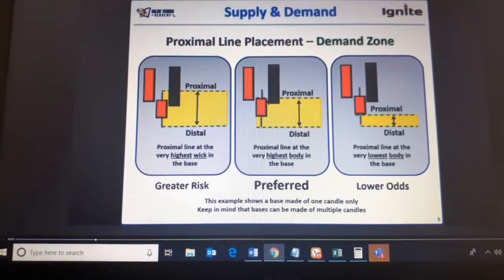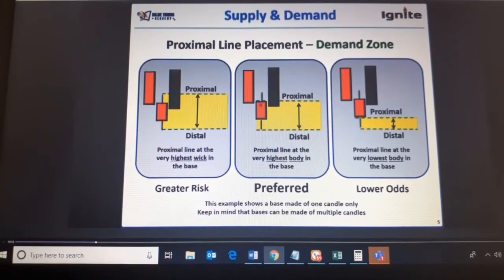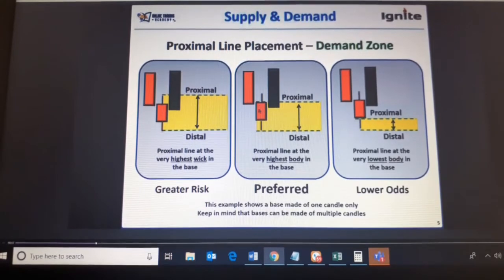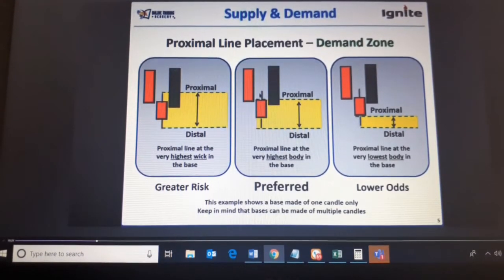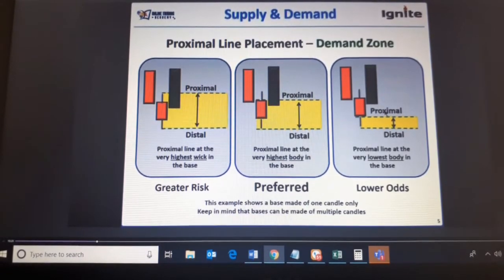Second is proximal line at the highest body in the base. So whichever, can you see, this is the base and this has the highest body. So this is your proximal line in this scenario. Now the third is proximal line at the very lowest body. Which is the lowest body? This was the highest body. This is the lowest body.